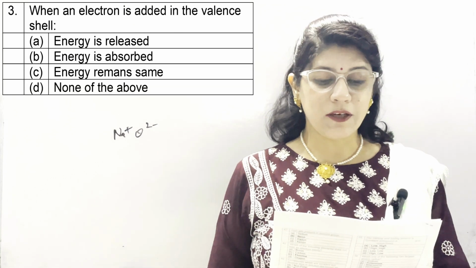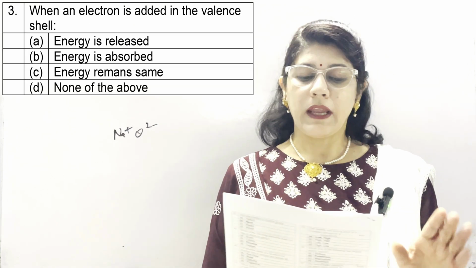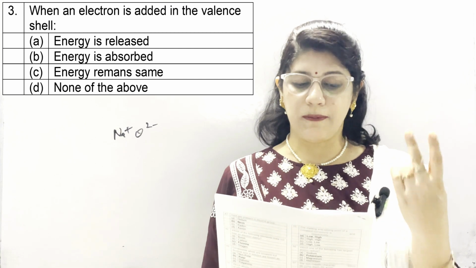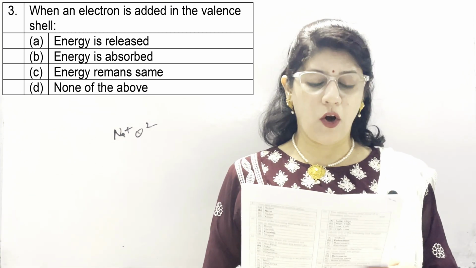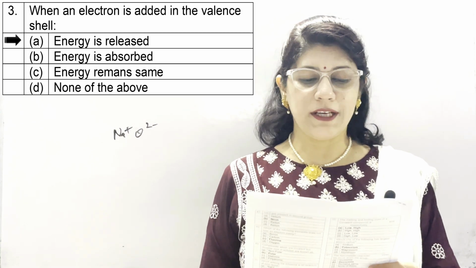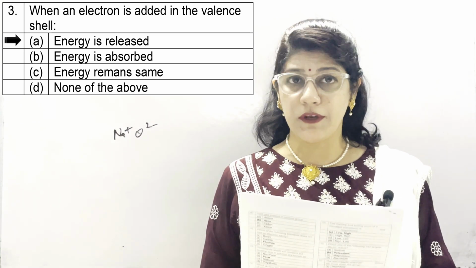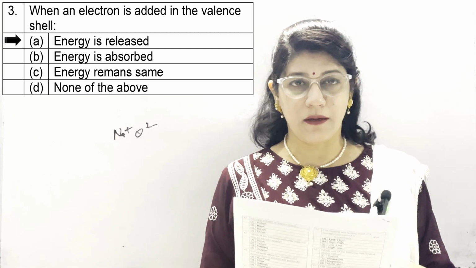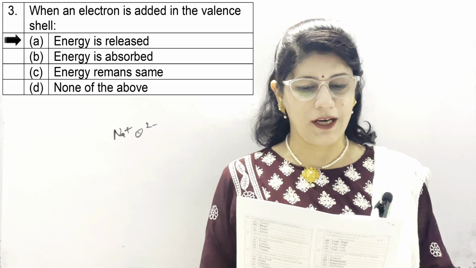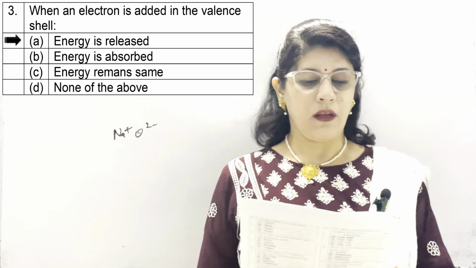3. When an electron is added in the valence shell, energy is released, energy is absorbed, energy remains same, none of the above. Correct option is A, energy is released, because electron affinity is the amount of energy released when a neutral isolated gaseous atom is converted into a negatively charged gaseous anion.